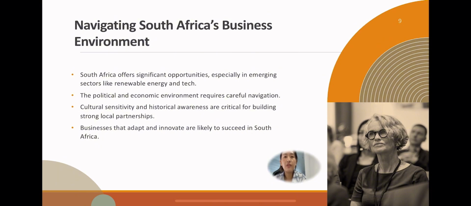Furthermore, South Africa's gateway status to Sub-Saharan Africa makes it a critical hub for businesses aiming to access the wider African market. With strong transport infrastructure, a well-established financial sector, and a sophisticated consumer market, South Africa is strategically placed to facilitate business expansion across the continent.